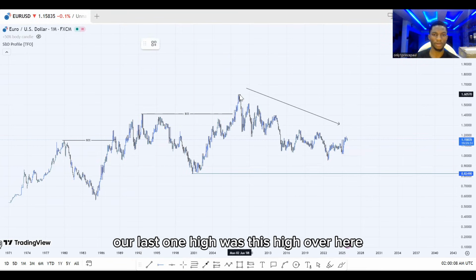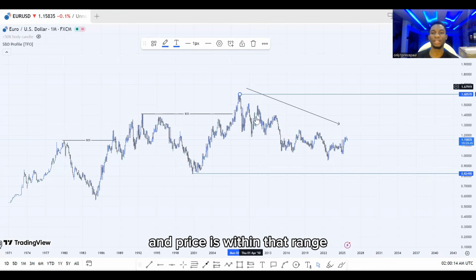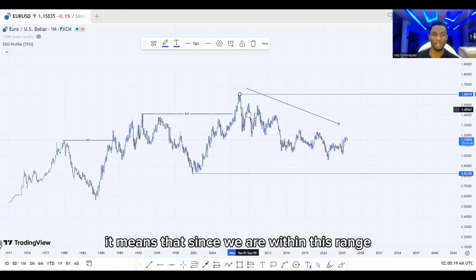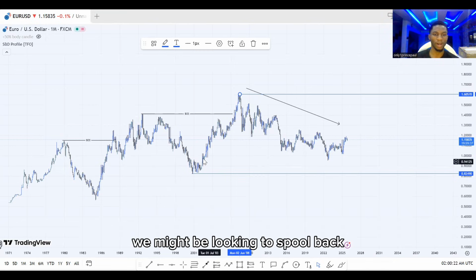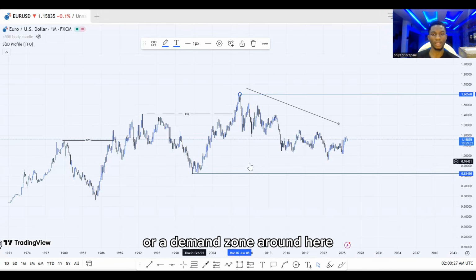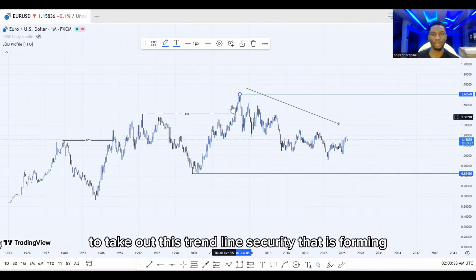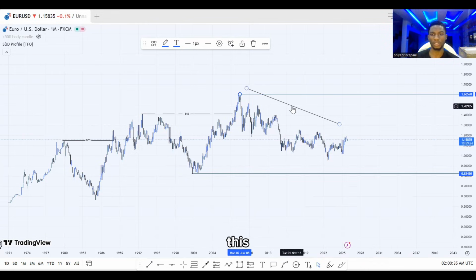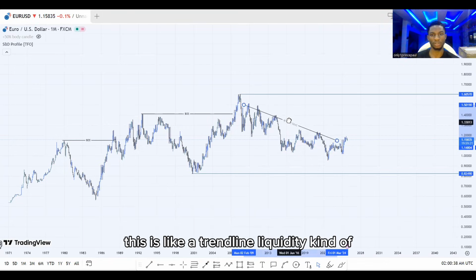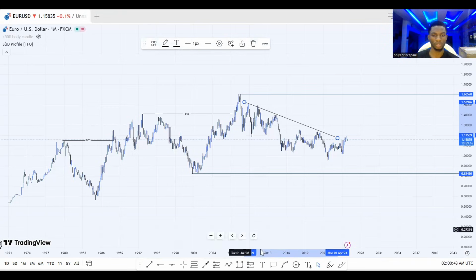Our last swing high was this high over here. So we are currently within this range, within this low and this high, and price is within that range. What does that mean? It means that since we are within this range, we might be looking to pull back towards a demand zone around here, then we see a buy back to the upside to take out this trend line liquidity that's forming. Price might take it out.